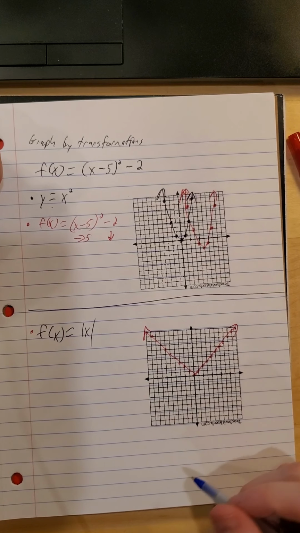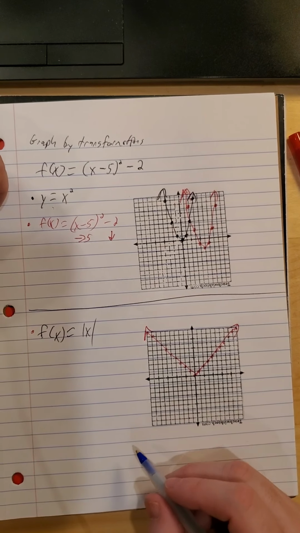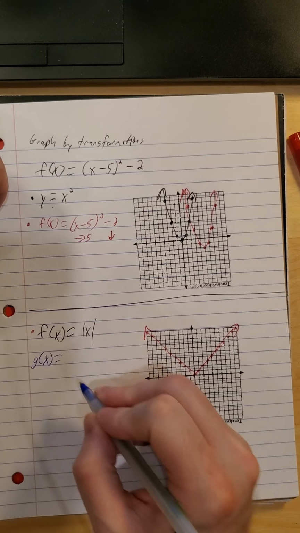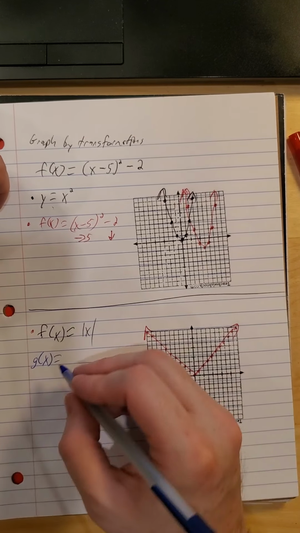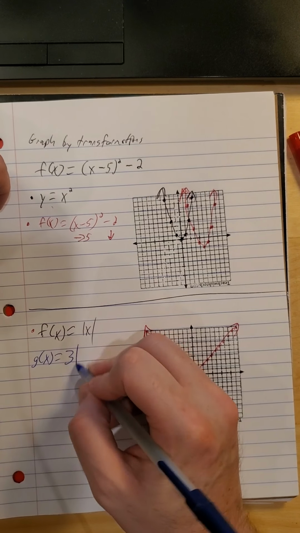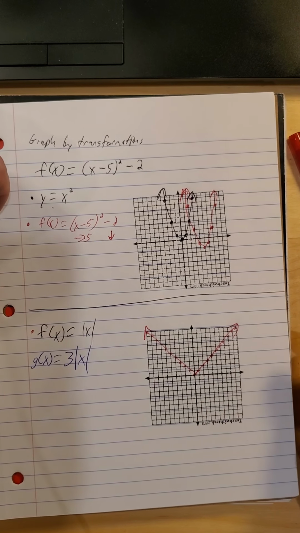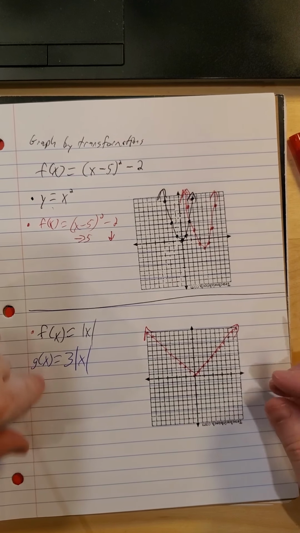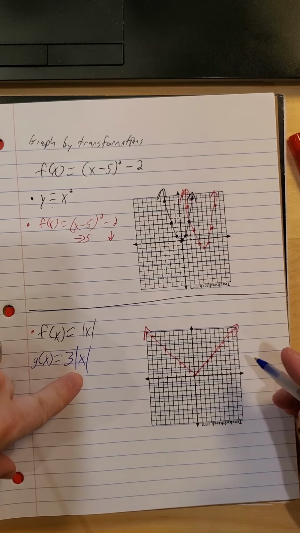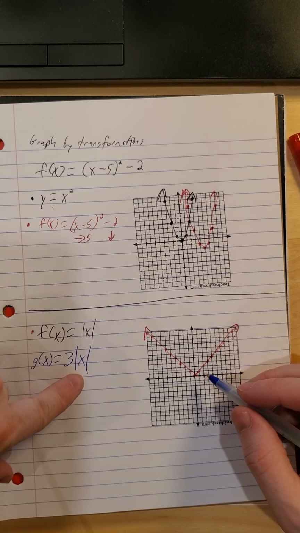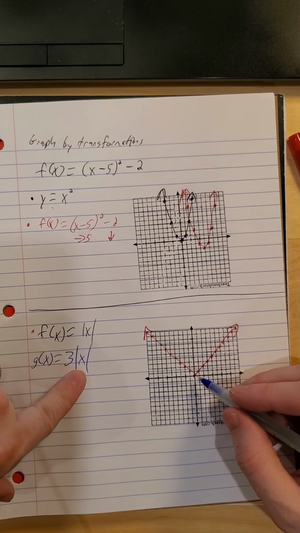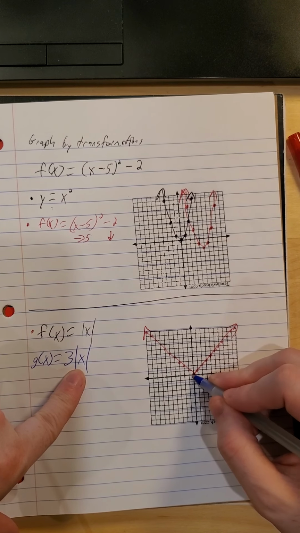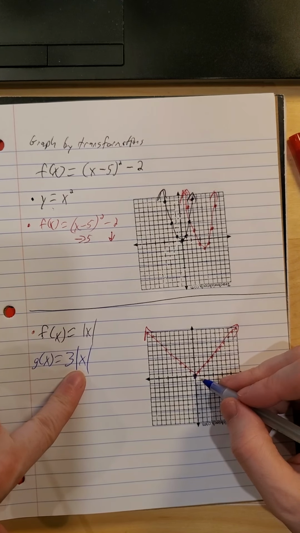So we've done plenty with adding and subtracting. Now we're going to get to multiplying. Well, let's do 3 absolute value of x. And the first one of these, we'll kind of talk through calculating the points and then kind of get the idea of what's going on. So absolute value of 0 is still 0. Anything times 0 is still 0. So this one's still nailed down on the origin.